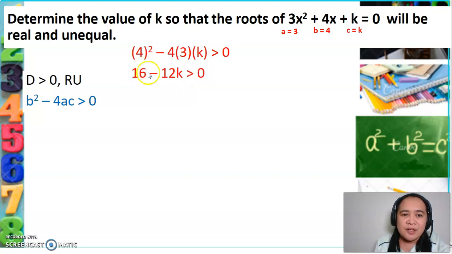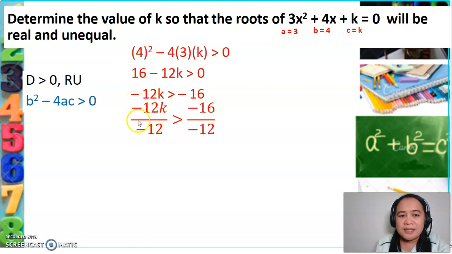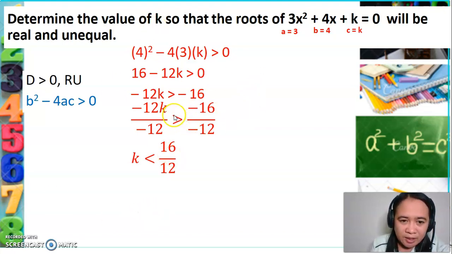So simplifying further, 16 minus 12k. Transfer 16 to the other side. Negative 12k is greater than negative 16. Divide the entire equation by negative 12, so we will end up with k. Negative 16 by negative 12 is actually 16 over 12. Now take note, at this part, the inequality symbol is greater than. In the next step, it became lesser than. Now why? It's because at this part, we divide the entire inequality by a negative term.